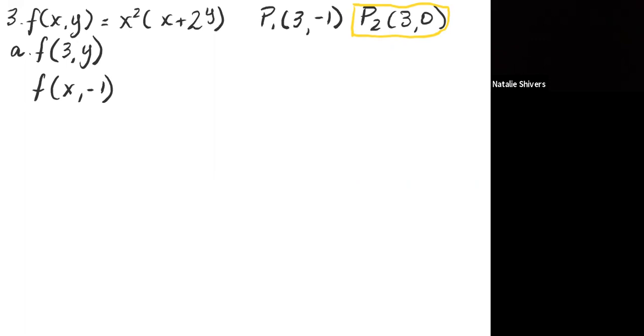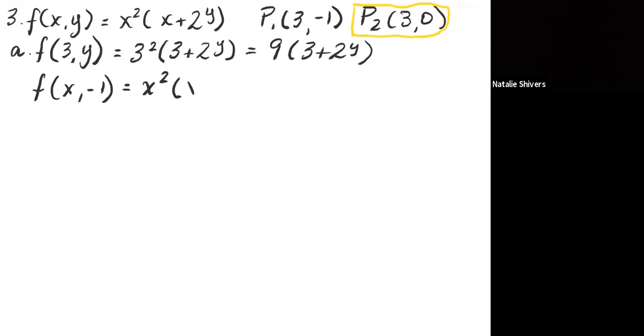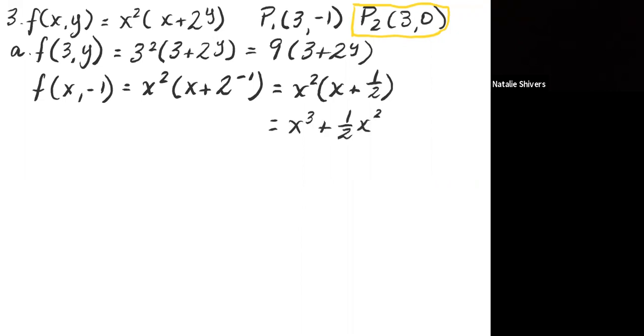Put in the x coordinate, leave y alone, put in the y coordinate, leave x alone, and simplify. So I'm going to get 3 squared times 3 plus 2 to the y. That simplifies to 9 times 3 plus 2 to the y. That's your answer for that one. On the second one, I get x squared times x plus 2 to the -1. So I do need to simplify that a little bit. X squared times x plus, that becomes 1/2. And then the textbook asks us to multiply that out, so we get x cubed plus 1/2 x squared. So that's part A.